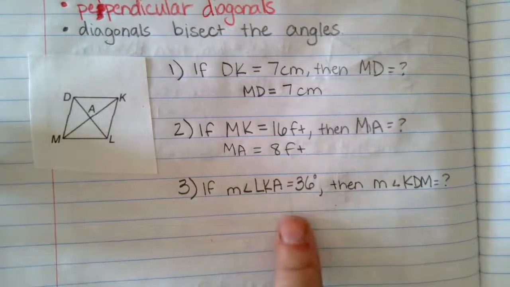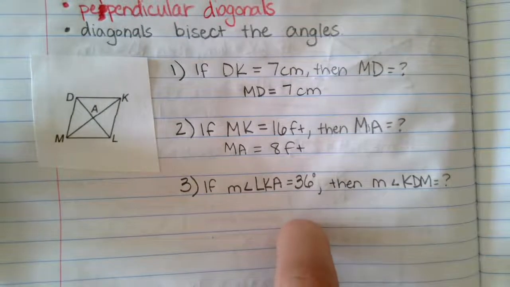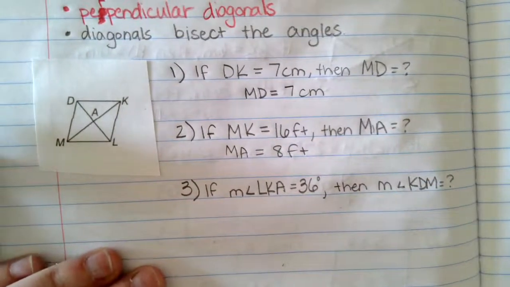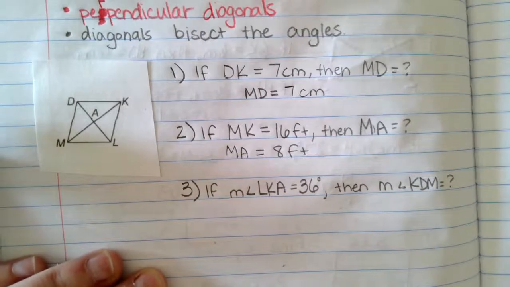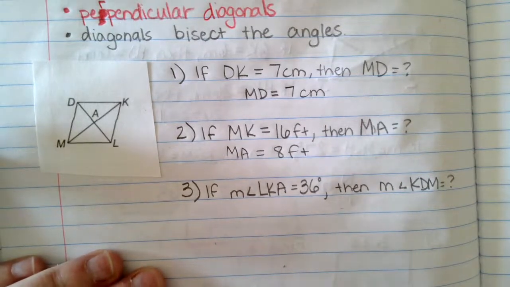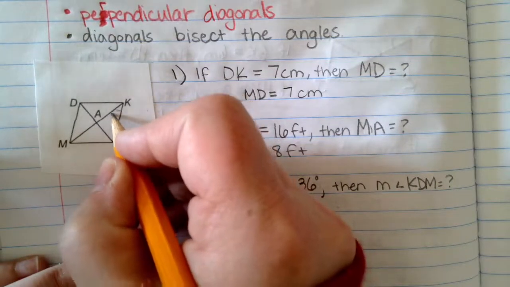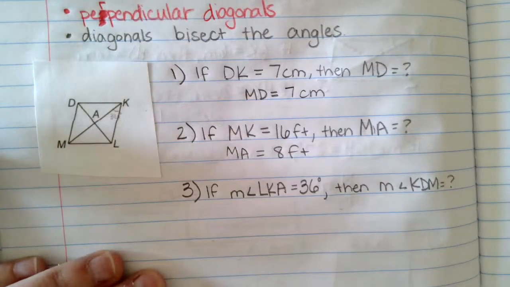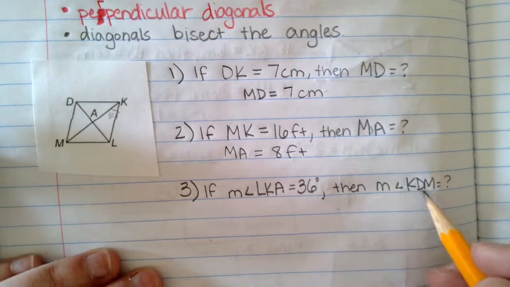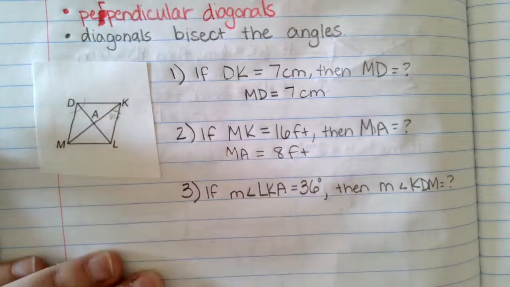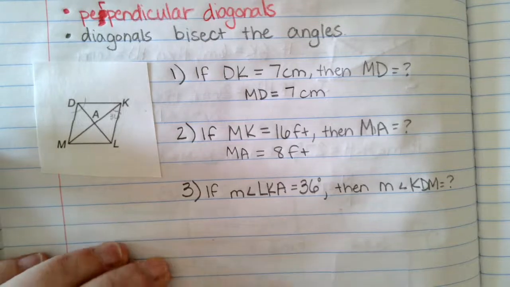So which angle are we given here with LKA? Where is that located? Good, top right. So LKA, we're looking at this angle here. So we're saying that that's 36 degrees. And we're trying to find KDM. So this whole angle over here. So what else do we know if that's 36 degrees? What other information can we decide?